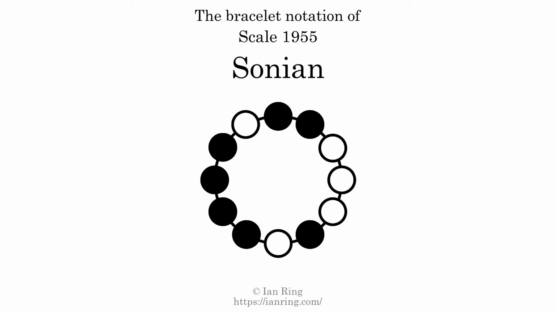This is a bracelet notation diagram of scale 1955. The shaded circles represent tones that appear in the scale, and they are read clockwise, starting at the top.